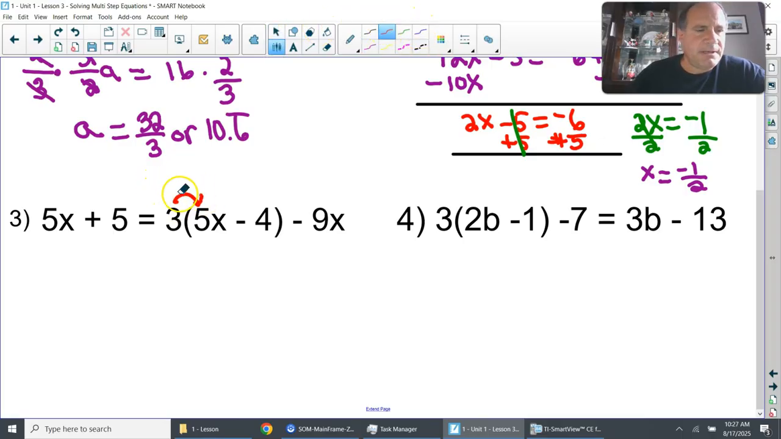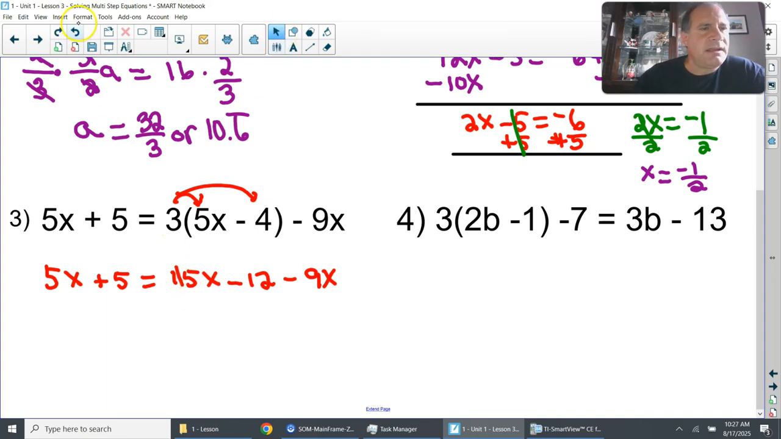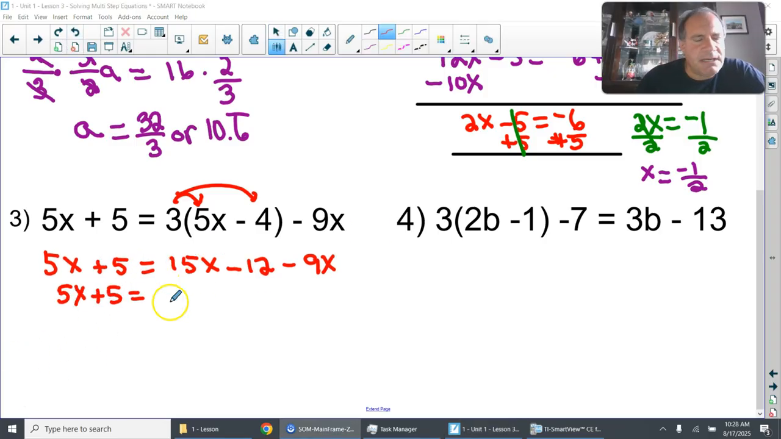Again, with distributive property, we have 5x plus the 5 equals 15x minus 12 minus 9x. Then we combine the like terms. The like terms are right there. 15x minus 9x is 6x minus 12. Then I would subtract the 5x because that's the smaller.